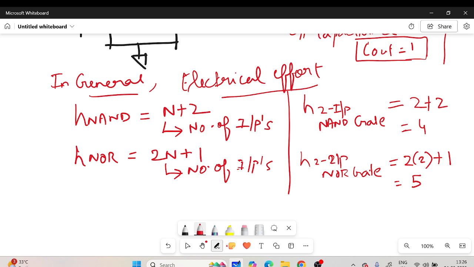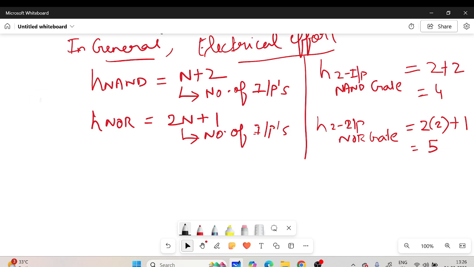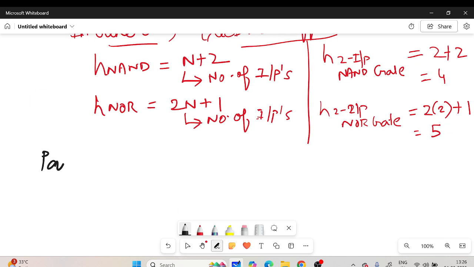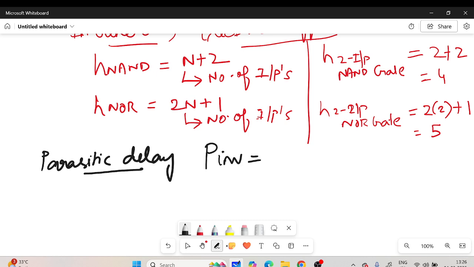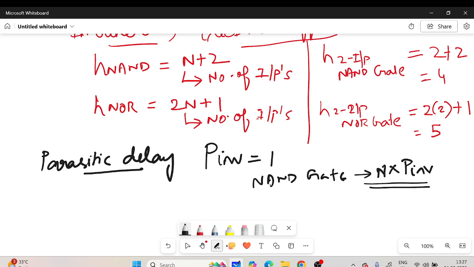Similarly, if I want to compute the last term, that is parasitic delay, so how to compute this parasitic delay is, if I consider the parasitic delay of an inverter, it will be simply written as equal to 1. And similarly, if I am taking a NAND gate, the parasitic delay for this NAND gate will be written as n into the parasitic delay of the inverter.